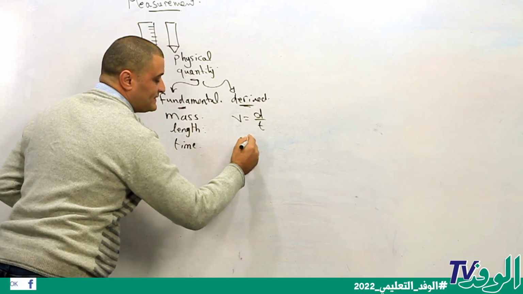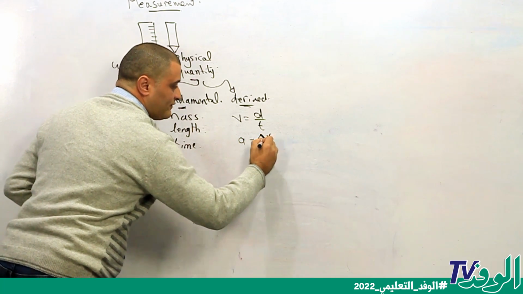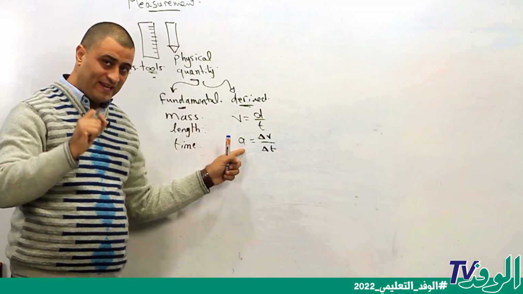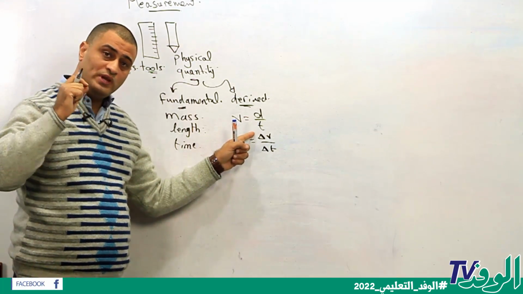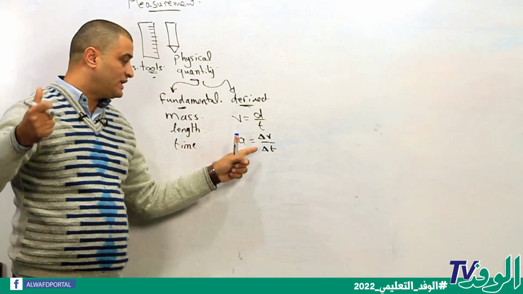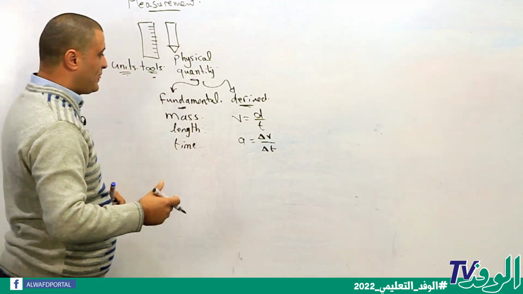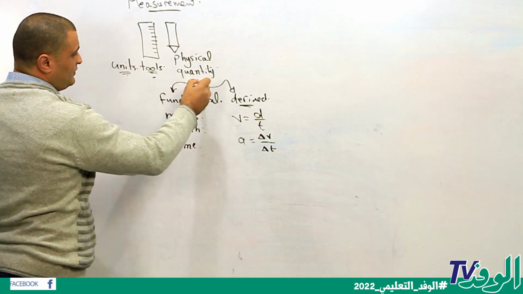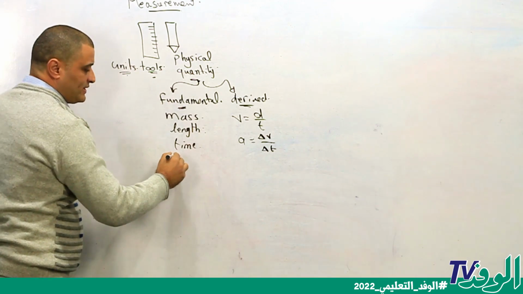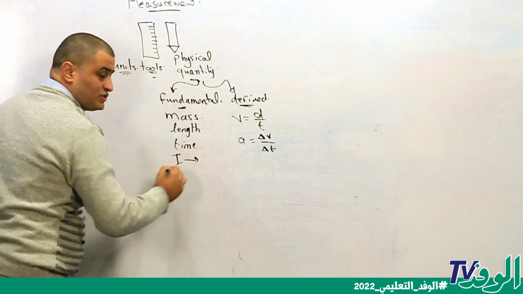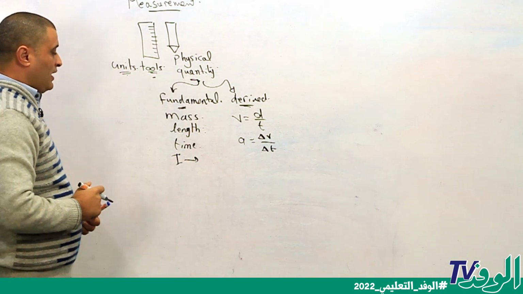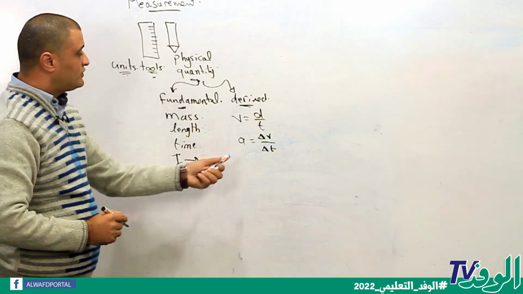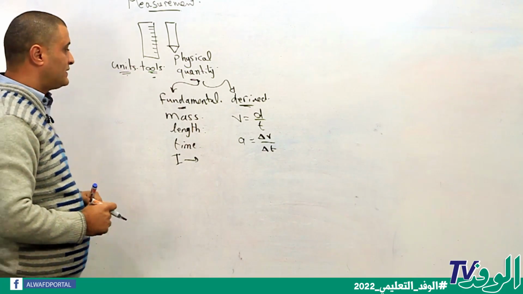Here we have acceleration, delta v over delta t. So if you want to calculate the acceleration, you need to know the change in the velocity and the change in the time. Okay, so these are the derived and fundamental physical quantities. Here in the fundamental we have electric current intensity, which is measured in ampere. Number two, here we have the quantity of charge, in the derived physical quantities.